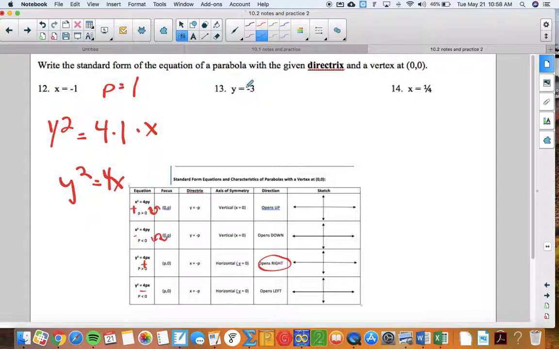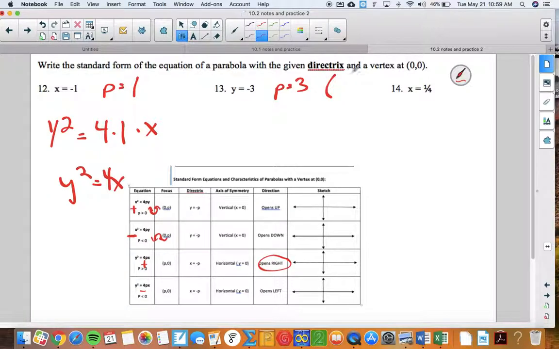Next, we know my directrix equation is y equals -3. So that would be which row here? It's going to be the first or the second. Now, careful, we should actually be looking over here. The opposite of -3 is +3. So that means that our p-value is actually +3.